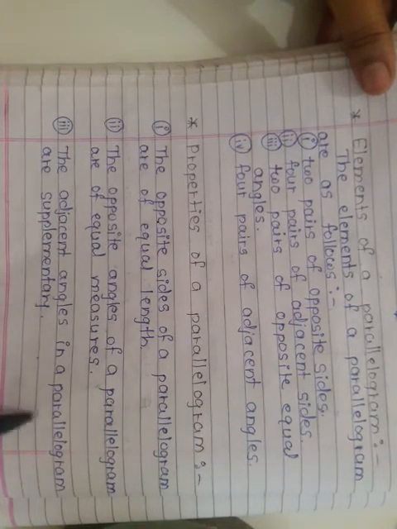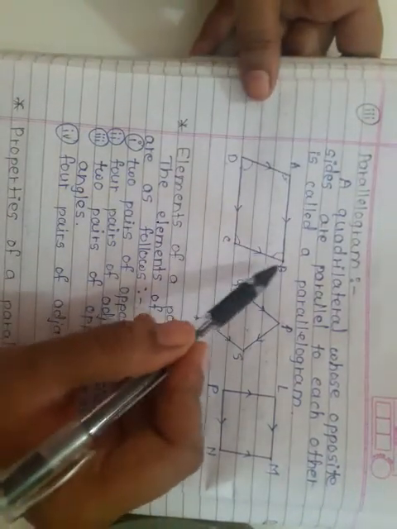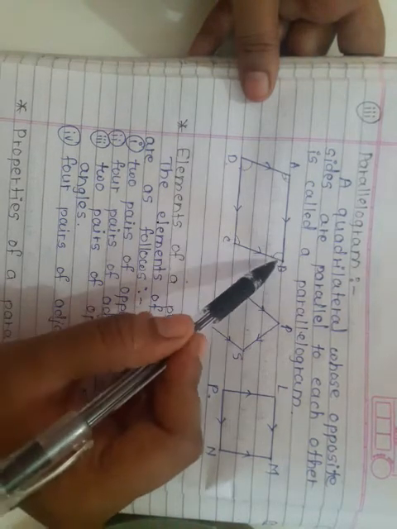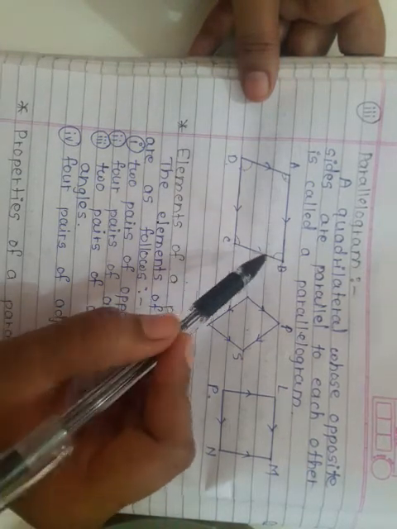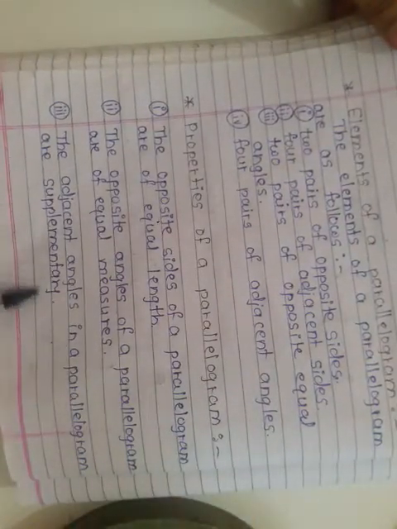Then the adjacent angles in a parallelogram are supplementary. Angle B and angle C are adjacent angles, and these are supplementary angles, meaning the sum of these angles is 180 degrees. Angle B plus angle C is equal to 180 degrees. Such angles we call supplementary angles.